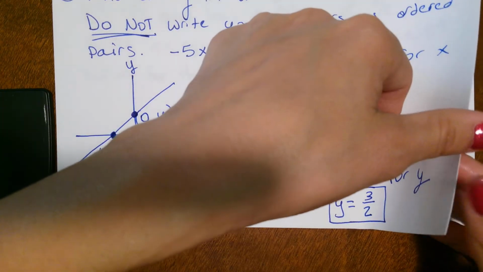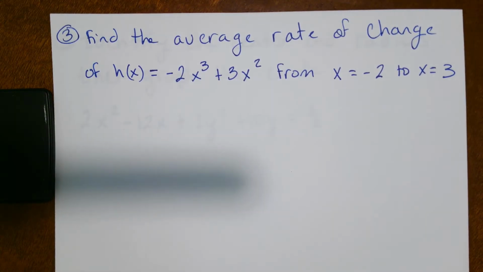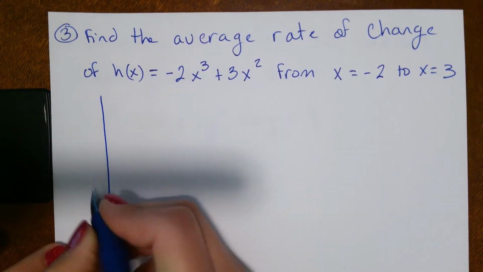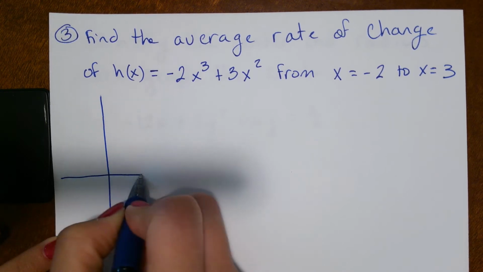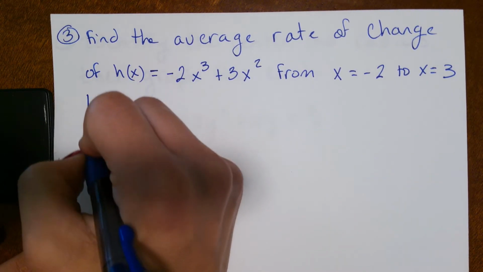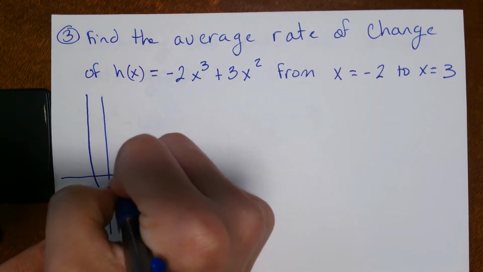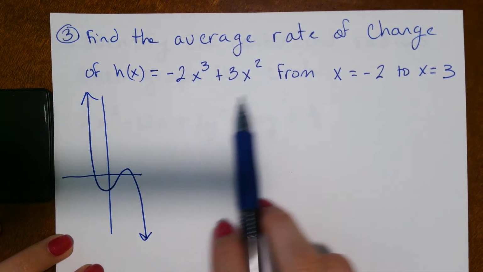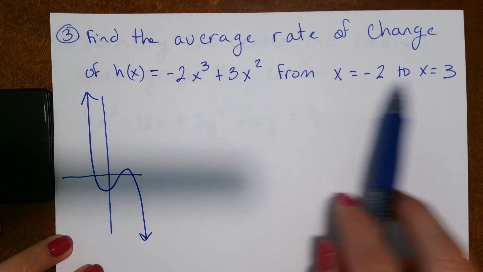Alright, so moving on, question number 3. Question number 3 is asking for the average rate of change. So this is a cubic. I don't know exactly what it looks like, except that it's flipped over. Maybe something like this. And they want to know what the average rate of change is from -2 to 3.